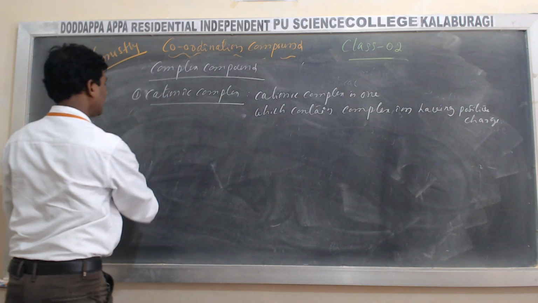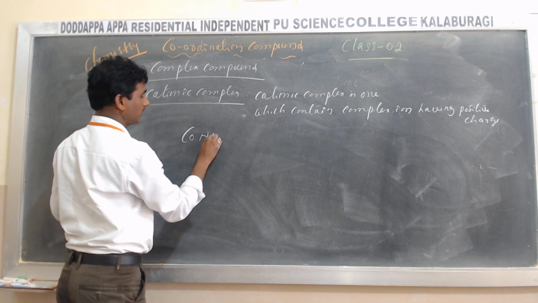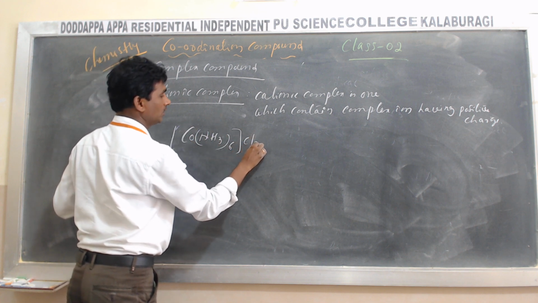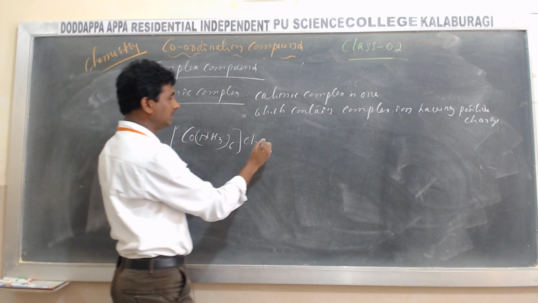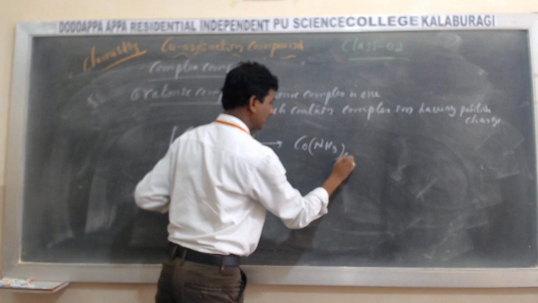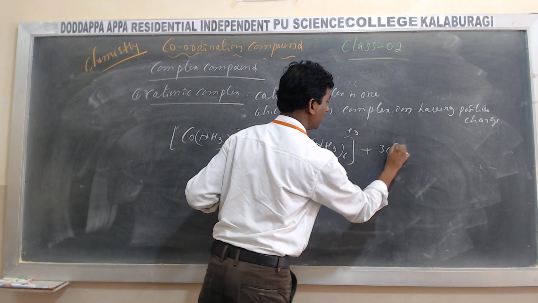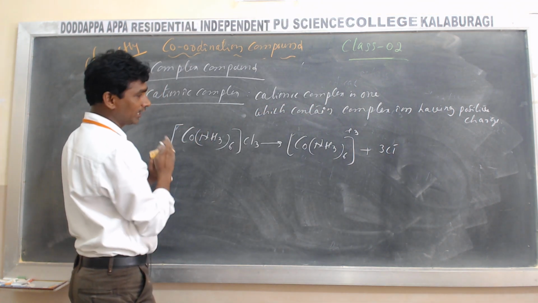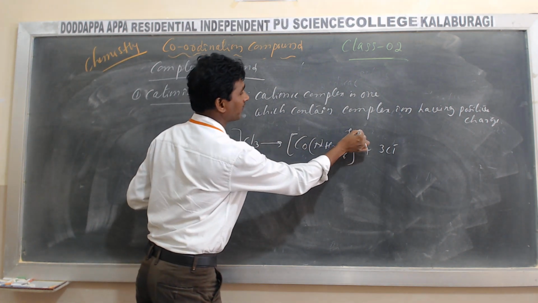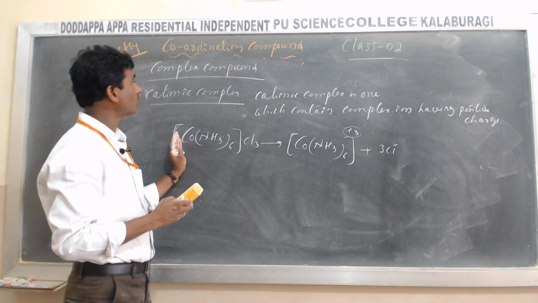See here, I can take one example of a cationic complex: Co(NH3)6 Cl3. This is a cationic complex because in it, Co(NH3)6 carries a charge of plus 3, and there are 3 Cl minus. It contains at least one complex ion having a positive charge. Suppose the square bracket is on the left, so it is called a cationic complex.